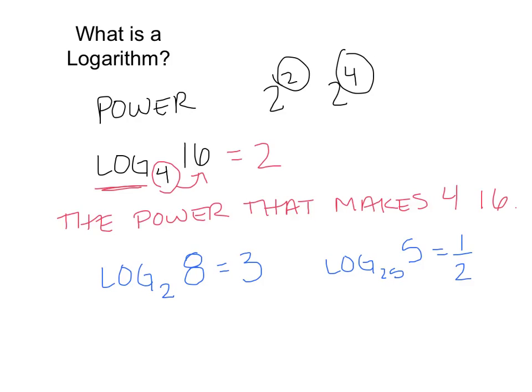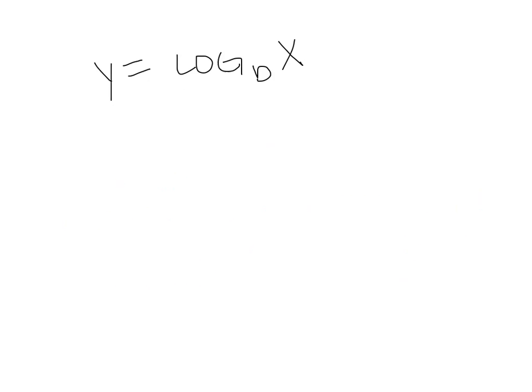Let's look more closely at what all these pieces of a log are. A log has a few different parts that we want to be familiar with. First off is that b. That's called the base. The x is called the argument. And the y, that's just the result, or whatever it is you calculate. In this case, it ends up being the power, or the exponent.